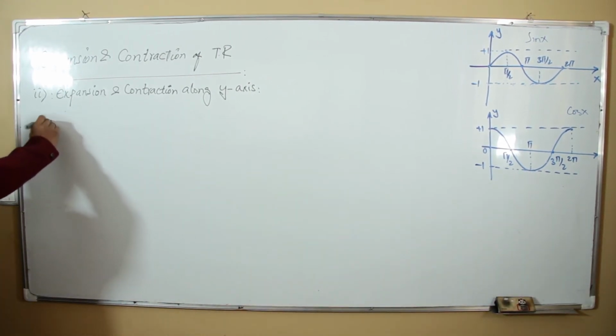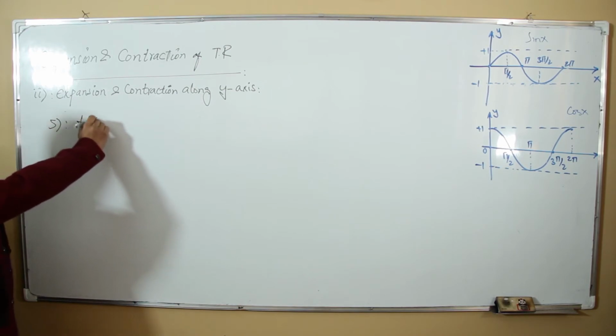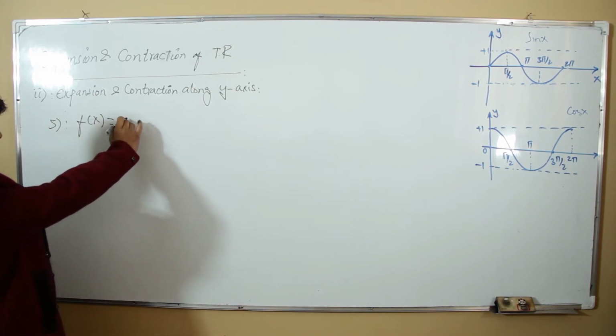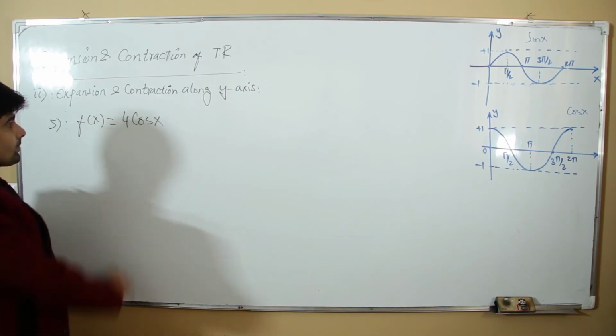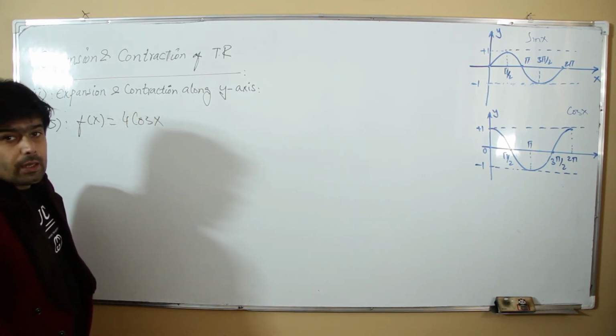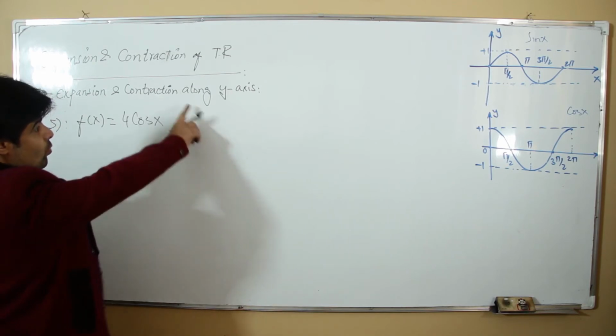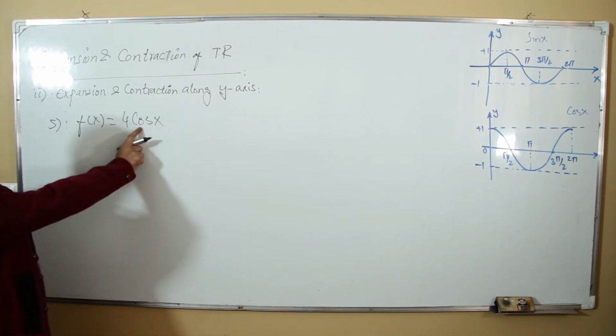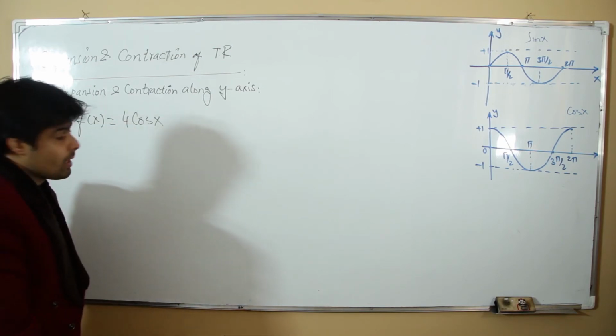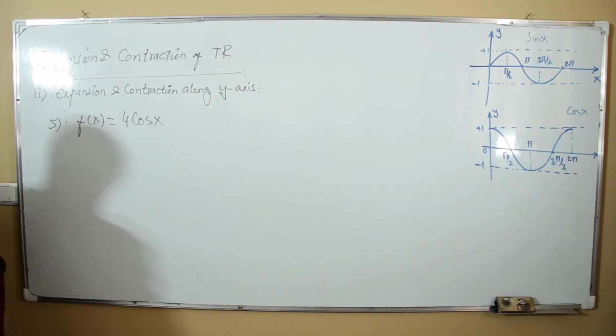Question number 5. f(x) is equal to 4 cosine x. Now it is contraction and extension along the y-axis. Why? Because we have n cosine. Now how can we draw this graph?